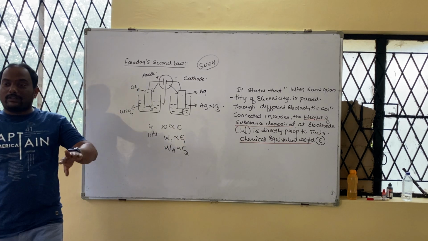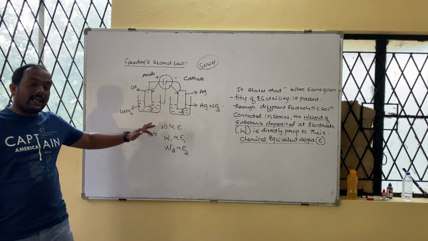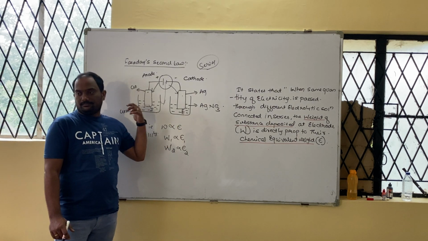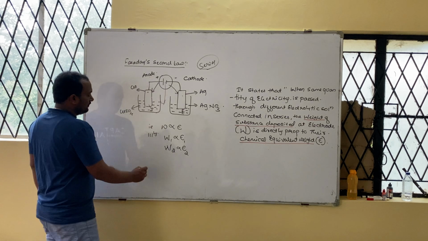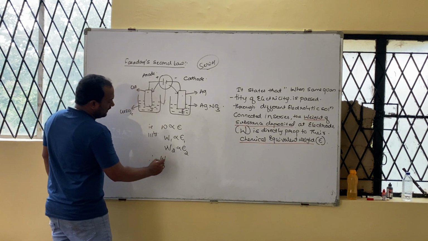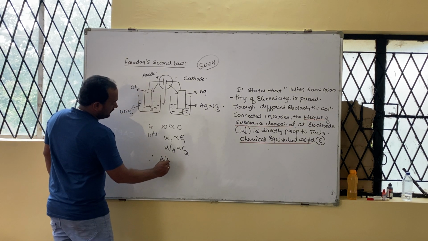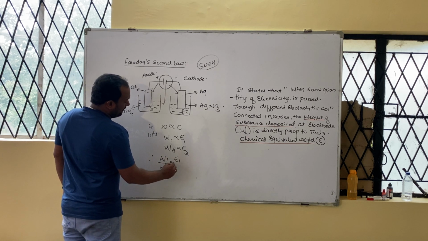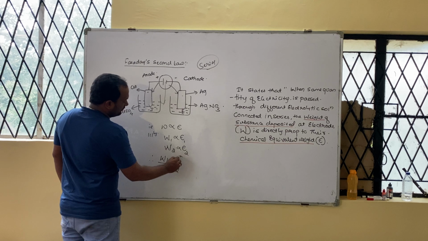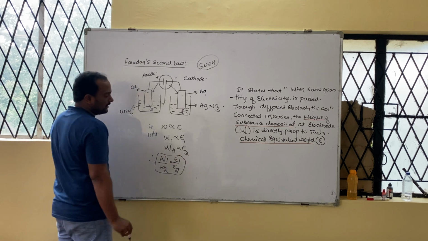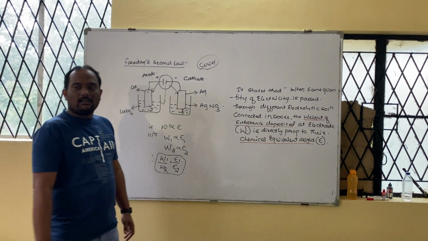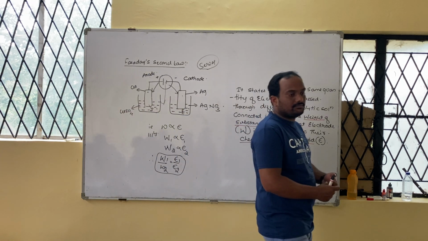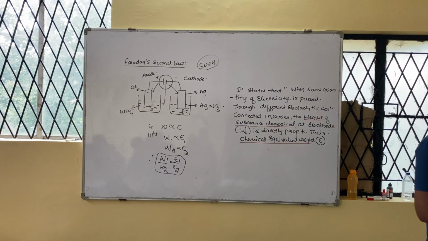Don't think that there can be only two; you can take three also. Then W3 is directly proportional to E3. Am I right? Therefore, W1 upon W2 is equal to E1 upon E2. So this is the mathematical formula for Faraday's second law. Am I right?